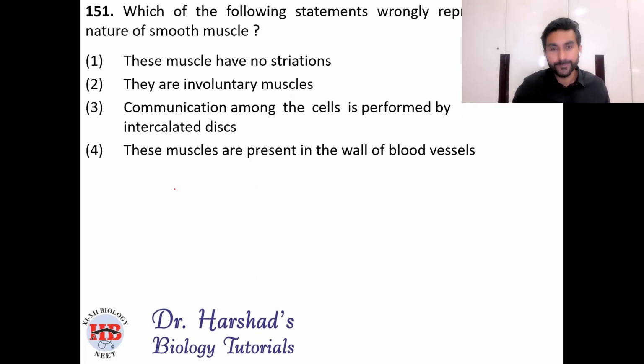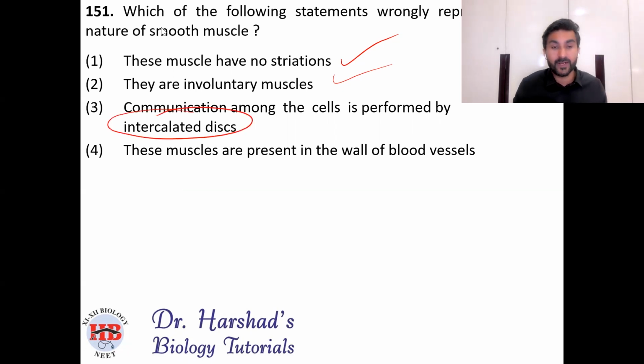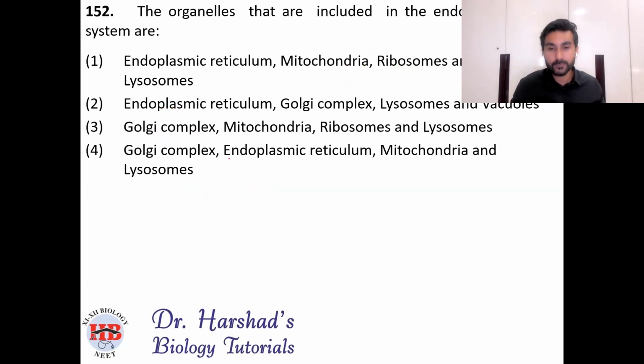The first question in the Zoology section now talks about which statement is wrong with regard to the nature of smooth muscles. Now, if you remember, smooth muscles have no striation. So this statement is correct. They are involuntary. It's correct. Communication amongst the cells is performed by intercalated discs. Now, this, if you remember, is a feature of cardiac muscles. It is not a feature of smooth muscles. So this is the incorrect statement. Hence, our answer to this question would be option number 3.